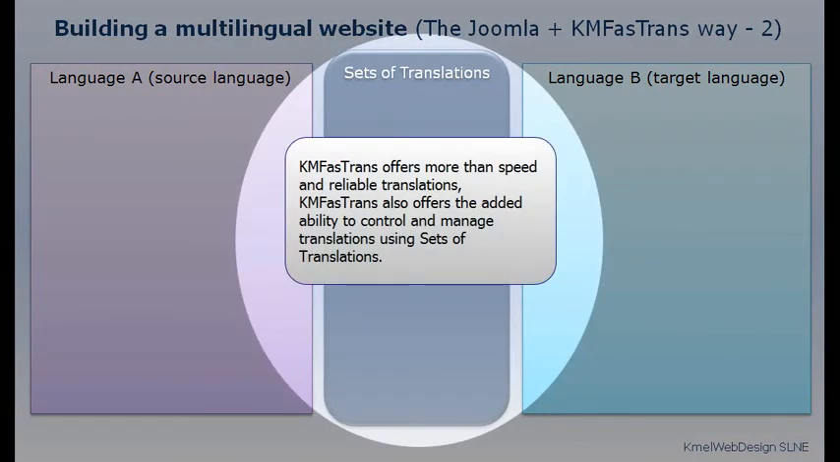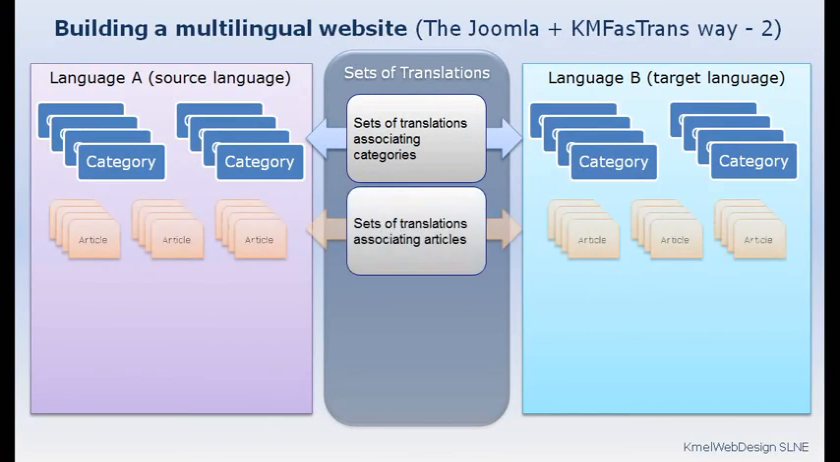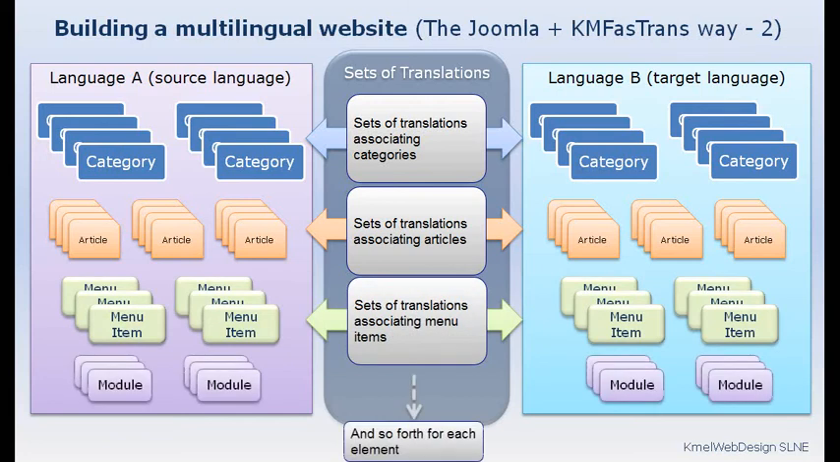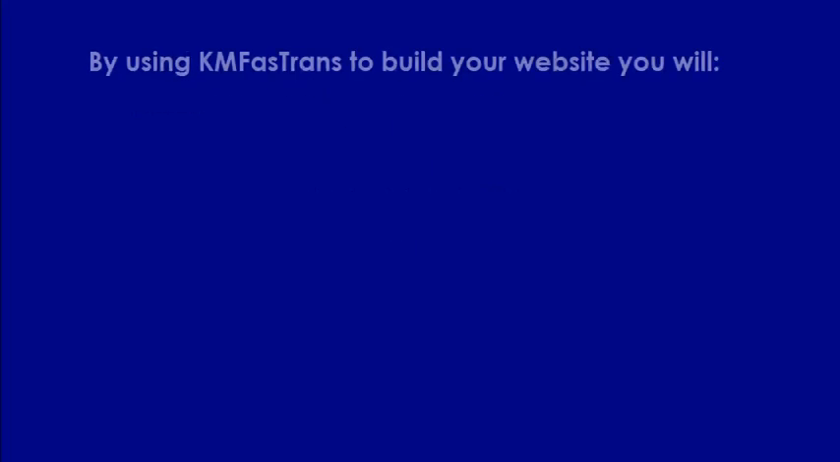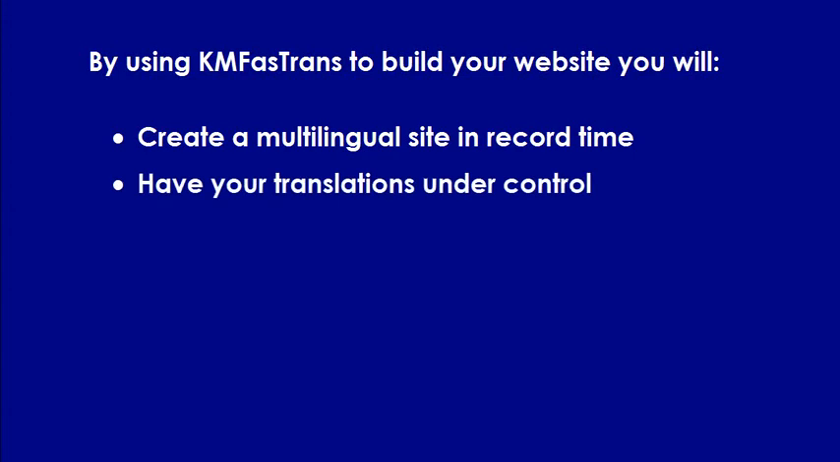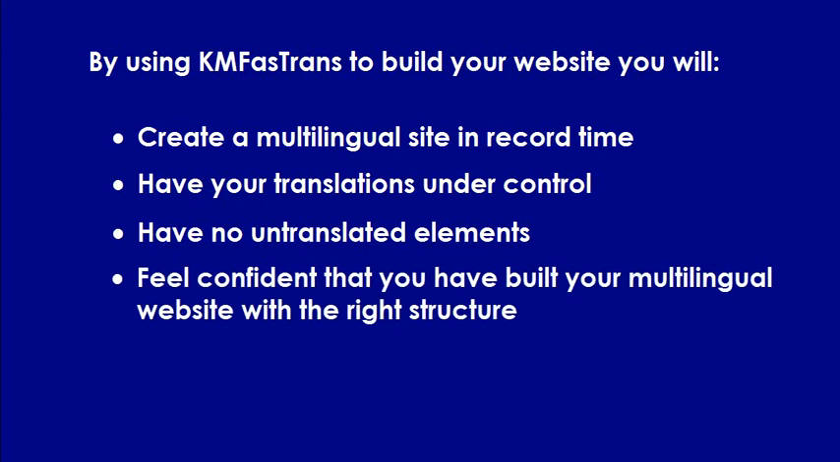KMFasTrans offers more than speed and reliable translations. KMFasTrans also offers the added ability to control and manage translations using sets of translations. Sets of translations associating categories, articles, menus, menu items, and so on for each element. In summary, by using KMFasTrans to build your website, you will create a multilingual site in record time, have your translations under control, have no untranslated elements, and feel confident that you have built your multilingual website with the right structure.